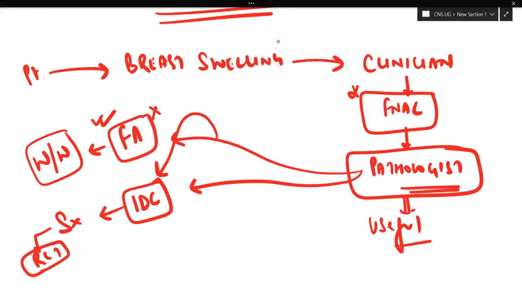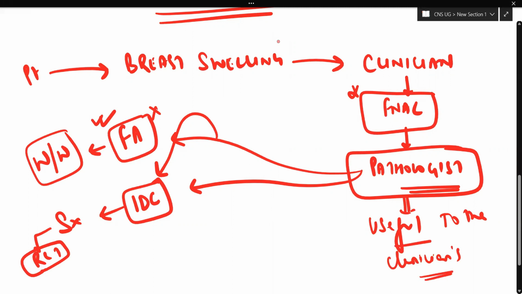No, he is not going to send. So you have to be useful. You have to prove your worth. You have to be useful to the writing clinician. So this ideology has to be very clear in your mind. Pathology is a dependent branch.